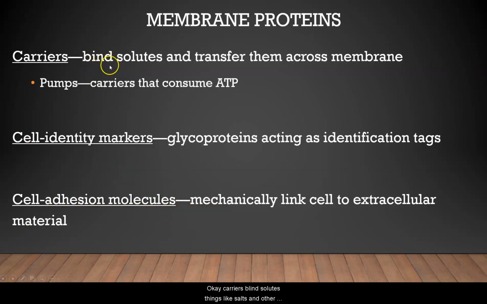Okay, carriers. Carriers bind solutes, things like salts and other dissolved molecules in water, and they help transfer them across the membrane. They could be pumps, which are carriers that have to have ATP in order to work. Cell identity markers, things like glycoproteins, which are just those phospholipids that have the sugars attached to them, act as identification tags to let the body know what kind of cell that is. And they could be cell adhesion molecules, which are molecules that mechanically link cells to the extracellular material so that we can stick to things, okay?